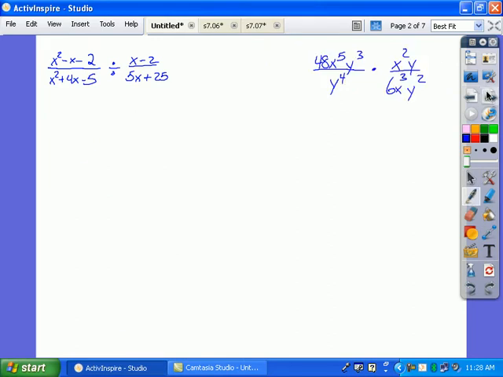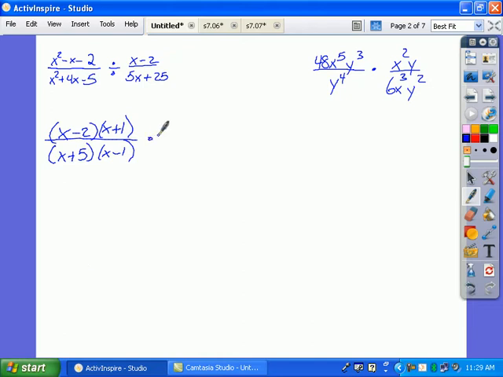So here, the first thing we're going to do is we need to be able to factor. So this is going to factor into x minus 2, x plus 1. This guy is going to factor into x plus 5, x minus 1. Let's make sure I did this correctly. Yeah, that looks good.